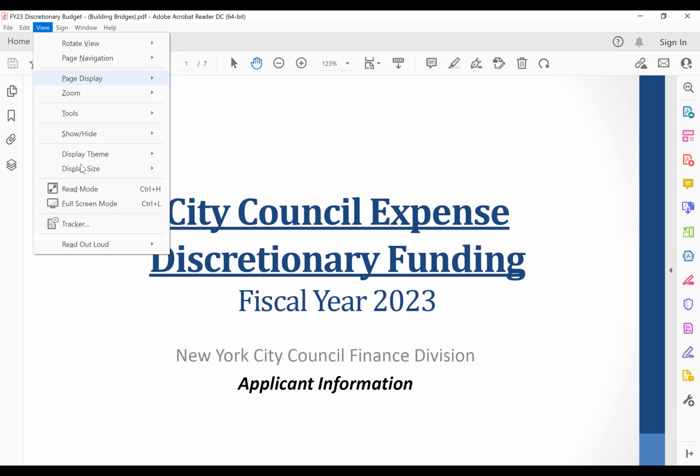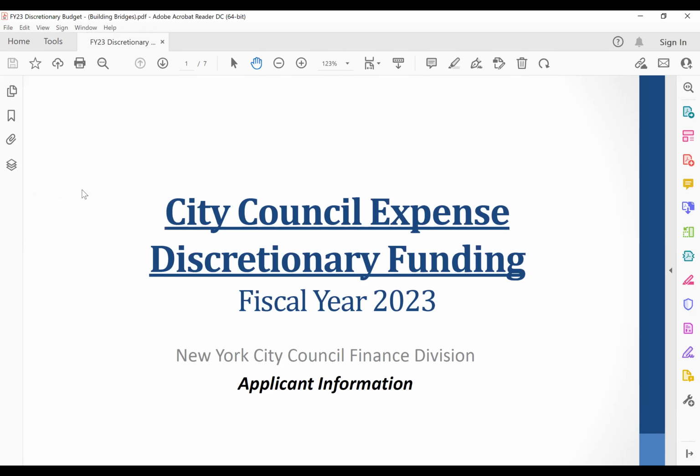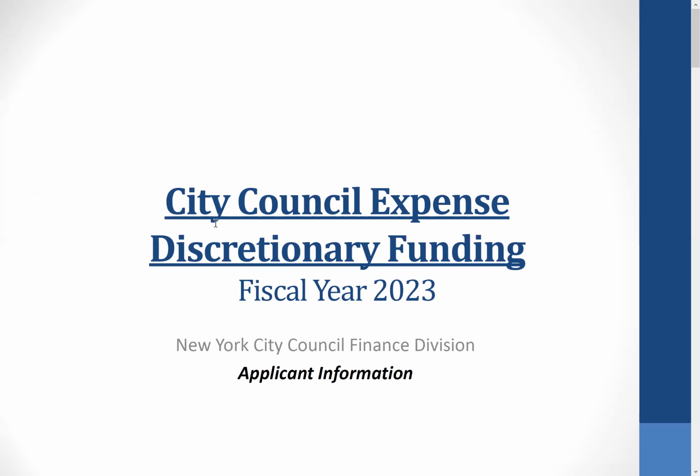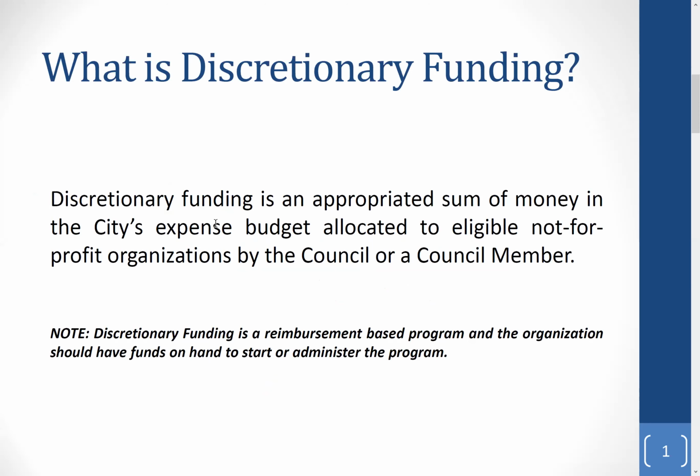Okay, so first let's start off with what is discretionary funding? So discretionary funding is an appropriated sum of funds, a sum of money that was designated by the City Council, by one of its members or the council as a whole, and can only be designated to eligible non-for-profit organizations.